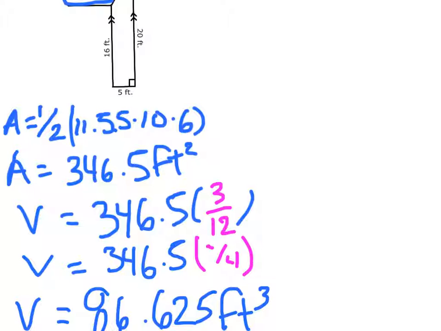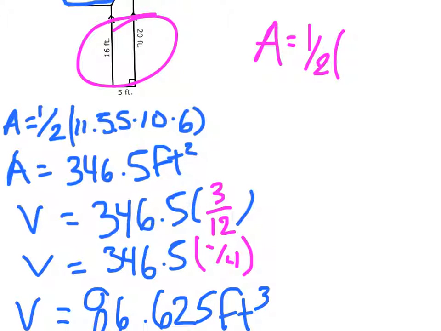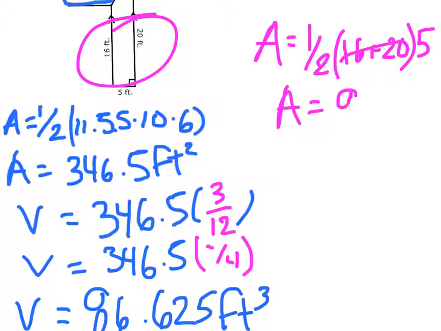For the pathway, I've got a trapezoid. I can see it right here. And I know that my trapezoid will have an area of 1/2 base 1 plus base 2. Well, the bases are 16 and 20. Those are my 2 parallel sides. And I can see that little h will be 5. Adding those gives me 36. Dividing that by 2 gives me 18. Multiplying that times 5 gives me 90 feet square.